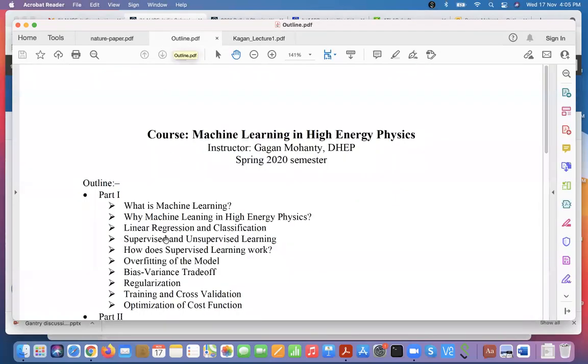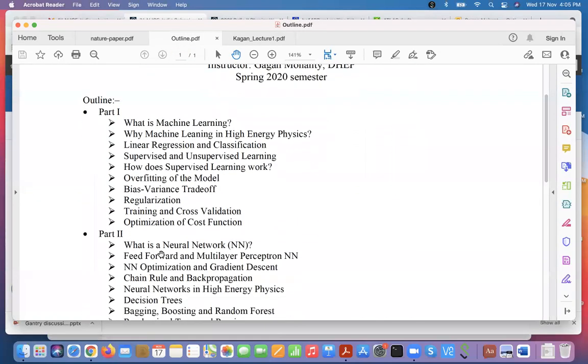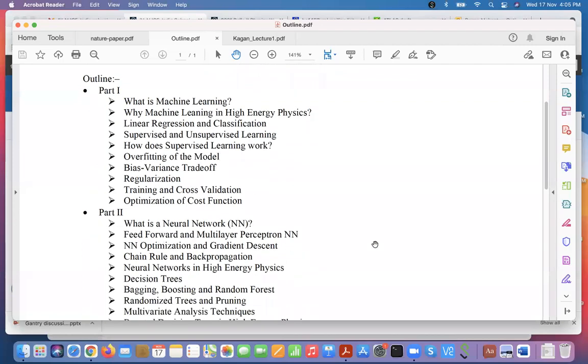Okay, so the first thing I would show you is the outline of what I plan to cover. Don't worry if it seems like too many things; each slide's title is sometimes written as an outline. So basically: what is machine learning, and why machine learning in high energy physics, and the things that you all would be using, like linear regression and classification schemes, and what we call supervised and unsupervised learning.